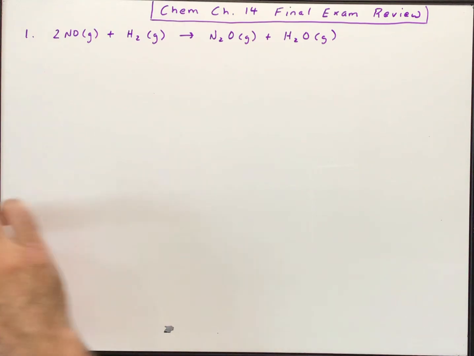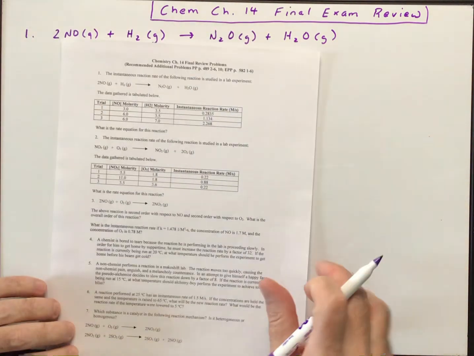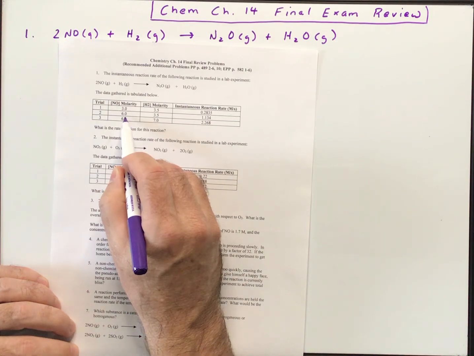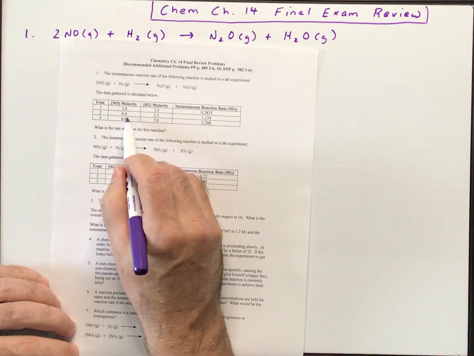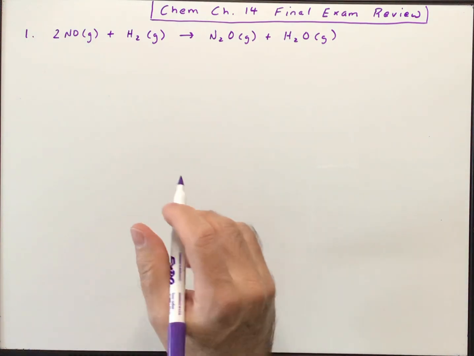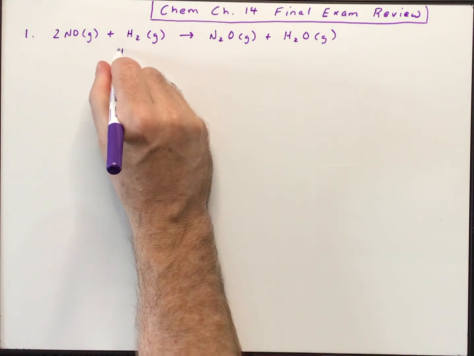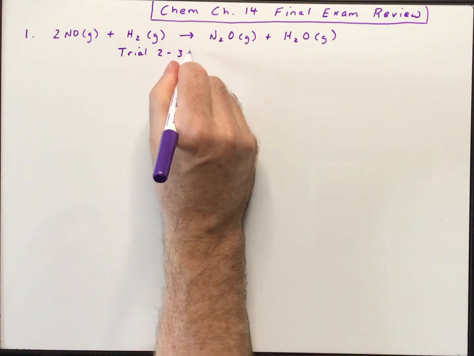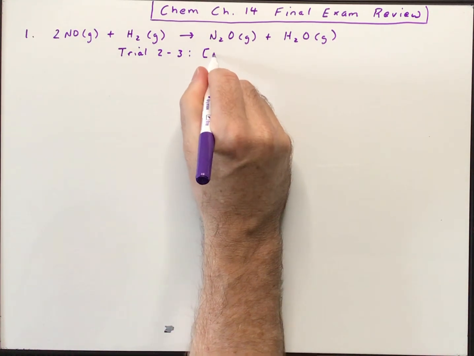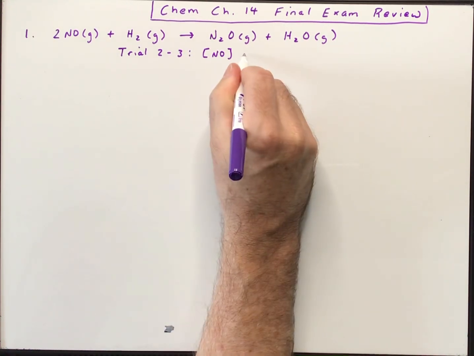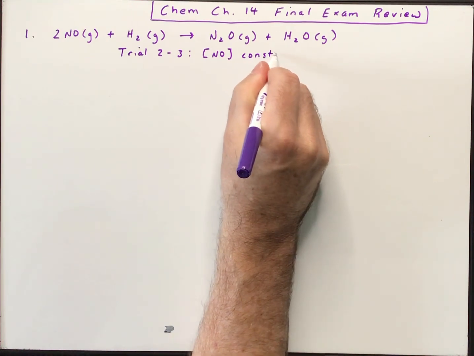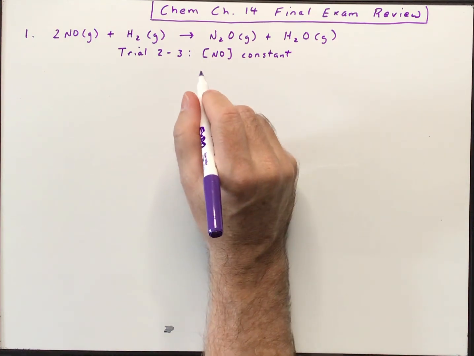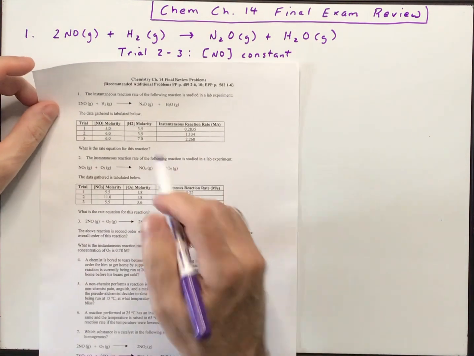Okay, so we'll look at our data table. And we can see, if you just start with the first reactant, that NO is held constant between trials 2 and 3. So let's look at that first. So trial 2 to 3, the concentration of NO is held constant. Alright, so what happens to the second reactant, H2, between 2 and 3?